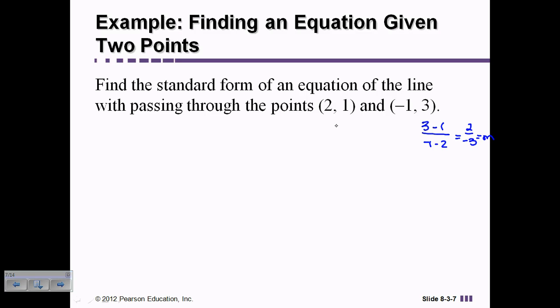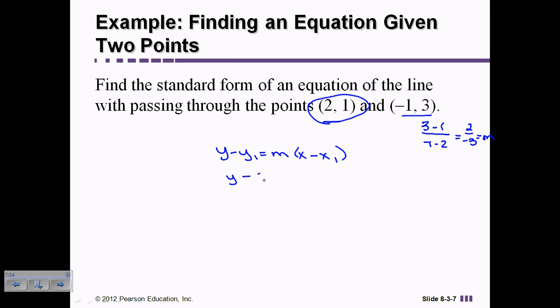So now, pick either point that you want. It does not matter whether you pick the first point or the second point, and we're going to put it into point-slope form. So we're going to go into our formula, and we're going to say y minus y1 equals slope times x minus x1, and we're going to pick either point that we want. And I think the example is using the point (2, 1). So we're going to plug that in there.